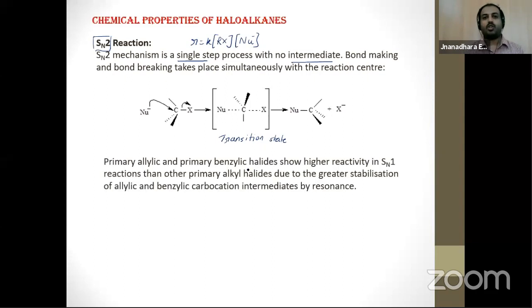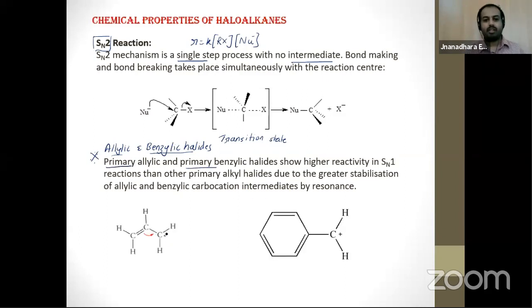In addition to SN1 and SN2 mechanisms, you must be aware of two very important systems: allylic and benzylic halides. What kind of alkyl halides are these? They are primary allylic and primary benzylic. Let me show the structures. This is a primary allylic carbocation, and this is a primary benzylic.